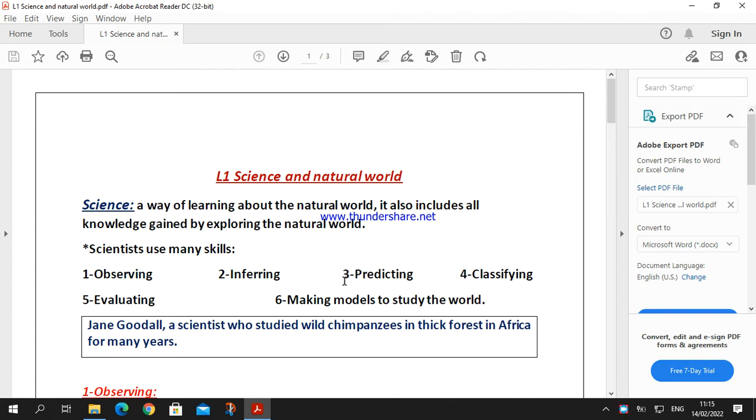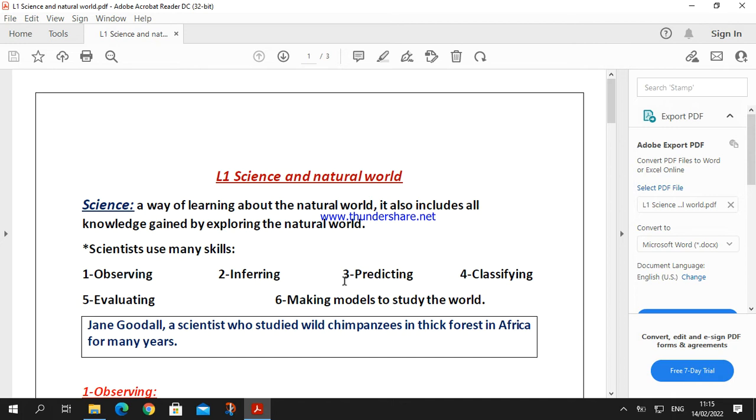What is meant by science? Science is a way of learning about the natural world, and it also includes knowledge gained by exploring the natural world. When we explore the natural world around us, this is a way of learning about the natural world known as science. And scientists use many skills while studying the natural world.